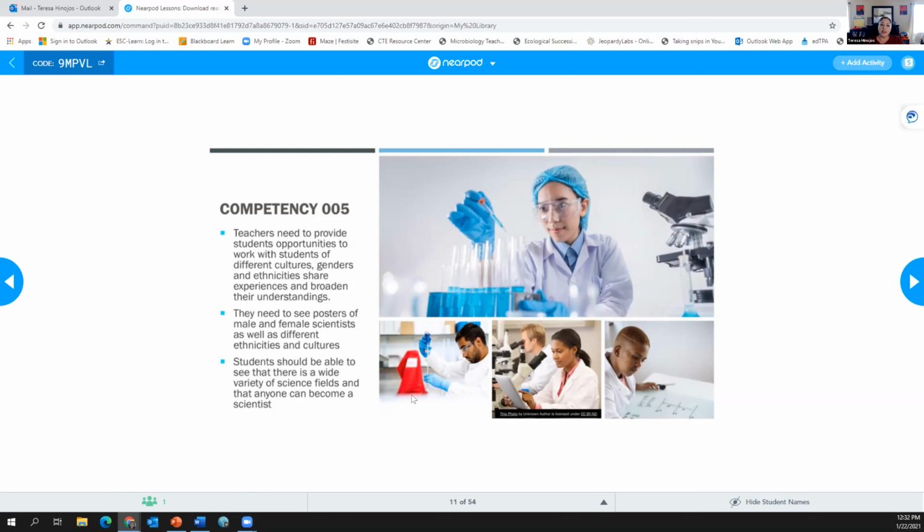And then also for them to understand that there's a wide variety of science fields. So it's not just science, right? But there's biology, and there's chemistry, and there's physics, and geology, astronomy, right? There's all sorts of different things out there. So if a kid says, I don't like science, well, there are so many different sciences. There's got to be something you like. So it's just kind of exposing them to those other things out there.